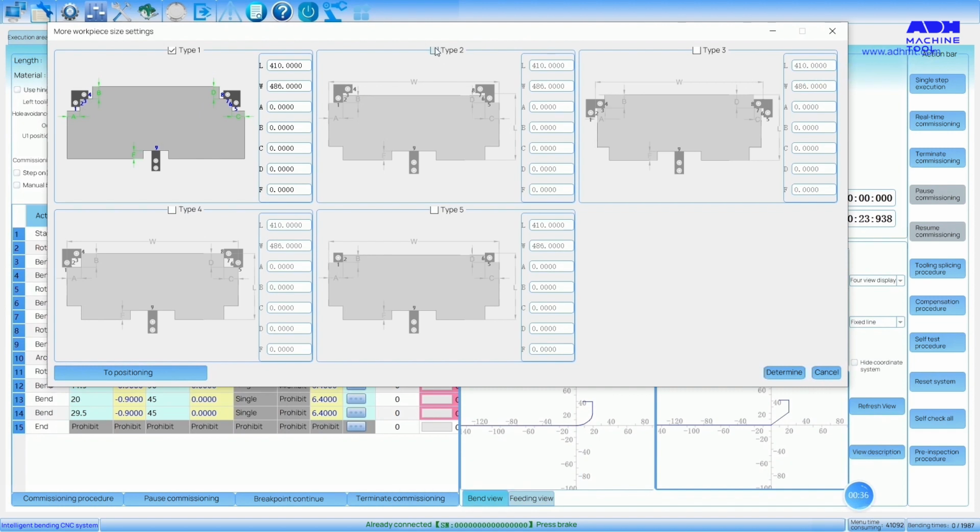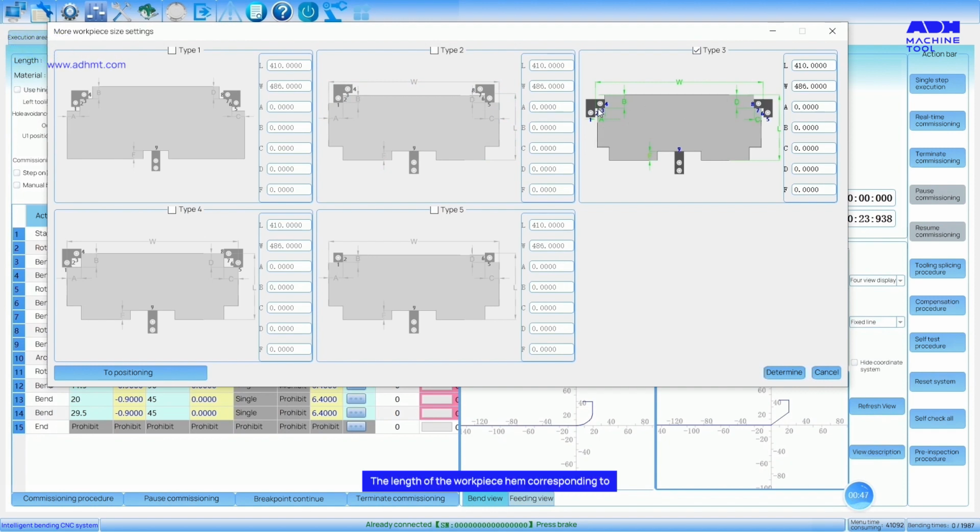In Type 2, the length of B and D sides shall not exceed 20 mm, otherwise there is no way to position. Type 3 is the same as Type 2. The length of the workpiece hem corresponding to A and C shall not exceed 20 mm, otherwise there is no way to position.